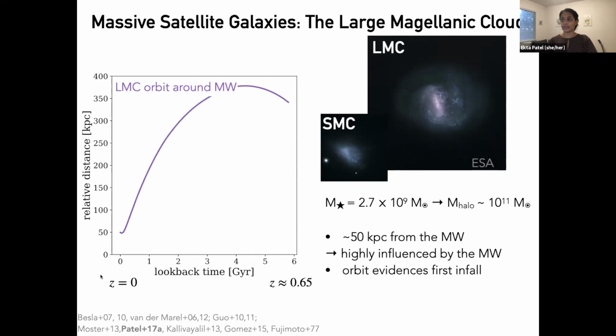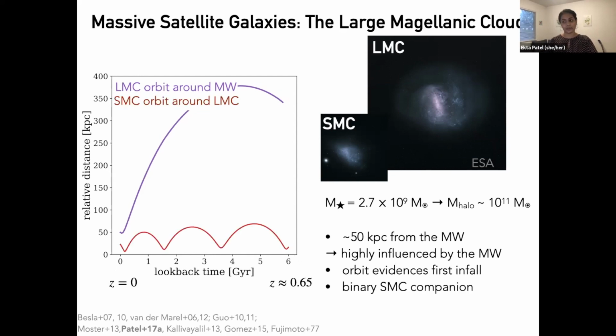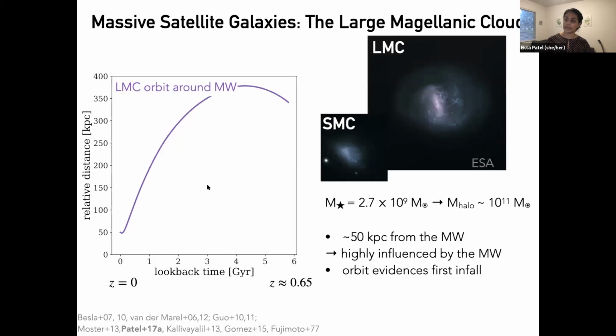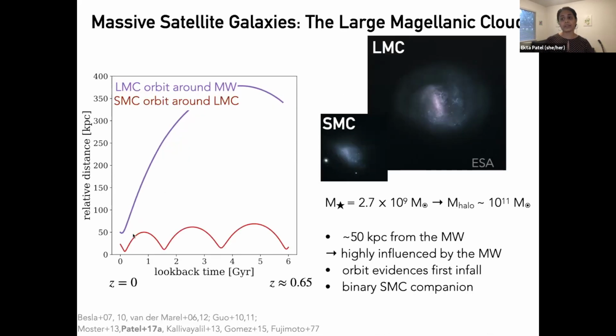But as I've mentioned, the LMC also has an SMC companion, which is in a binary orbit with the LMC. So I'm showing this orbit of the SMC about the LMC in red here. So it's a fairly unique system in that the LMC has just completed a recent pericentric passage in just the last 50 million years or so, and is on its first infall into the Milky Way's halo. And additionally, it's brought along this SMC mass companion with it.